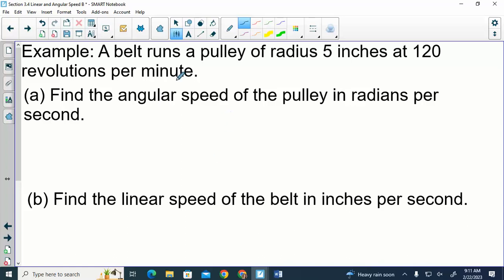So a belt runs a pulley of radius 5 inches at 120 revolutions per minute. Okay, so we have to kind of decide what this means. When I see something per something, that tells me it's one of my rates. It's either linear or angular. If you're talking about a revolution, that means all the way around the circle. So is that linear or angular?